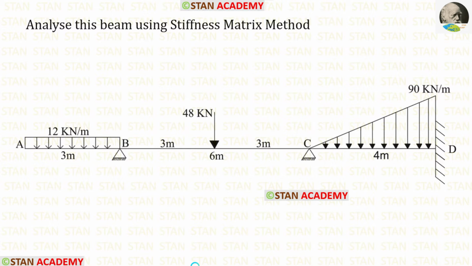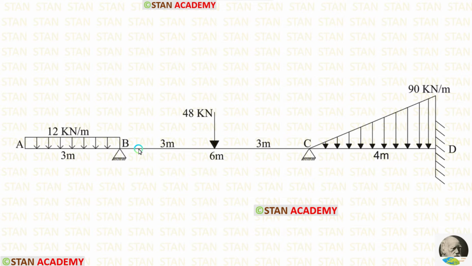Hello everyone. Today we are going to analyze this beam using stiffness matrix method. Before analyzing, let us see the beam one time. In this beam, there are two spans, span BC and span CD. There is also an overhanging span AB.